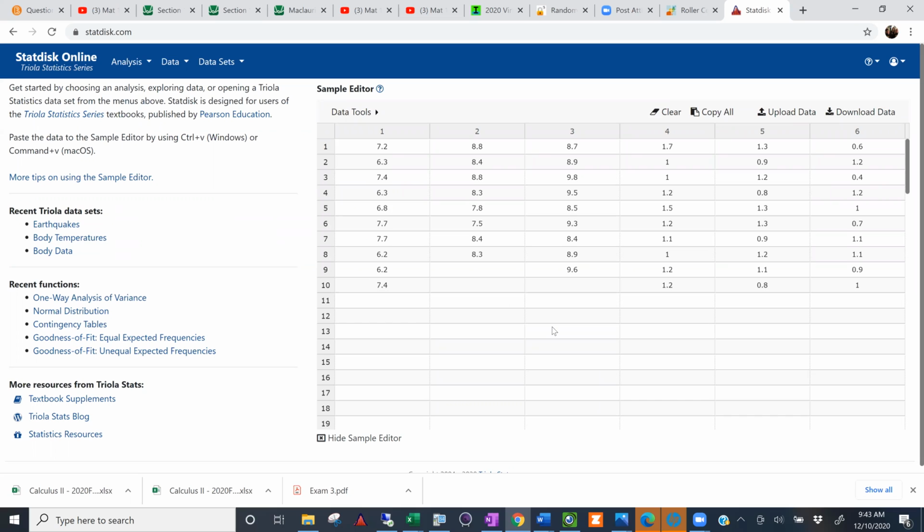Okay, so we've got that pasted in. And I'm going to just paste mine into these three columns here. So when I run my analysis of variance, I'll just have to select different columns than you do. But let's do this just like any hypothesis test.